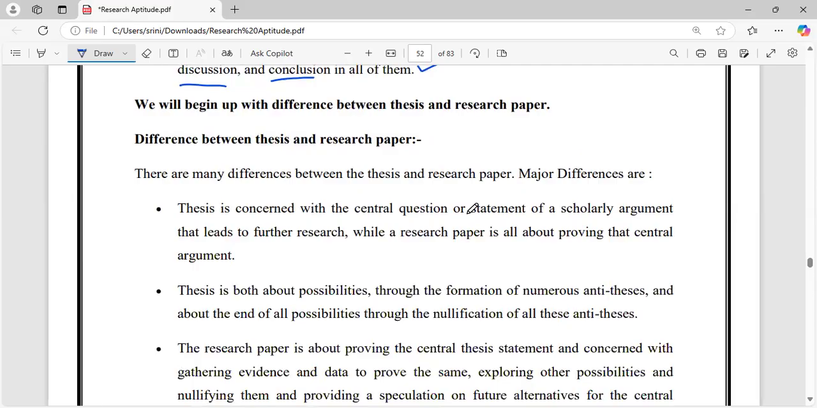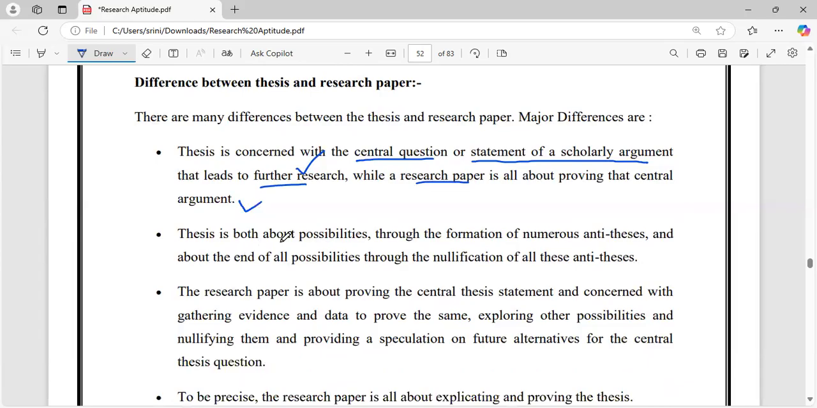Okay, here is the thesis and research paper difference. Major differences include this: a thesis is concerned with a central question or statement of argument that leads to further research. A research paper is all about proving that central argument. A thesis is both about possibilities through the formation of numerous antitheses and about the end of all possibilities through the nullification of those antitheses. Okay. Hypothesis, null hypothesis.